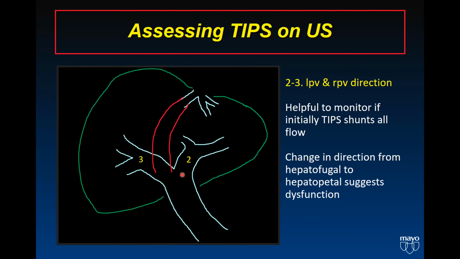So if we're following a TIPS over time and we want to see if it's narrowing and not functioning as well, if previously the portal veins had flow that was hepatofugal, meaning it was going this way, okay, so if it was going this way, again, I'm not a great drawer, but previously it was hepatofugal, and now, over time, it's hepatopetal, meaning going the other way, like that, then that implies that there's narrowing in this TIPS that's backing up flow and causing less decompression of the portal flow.